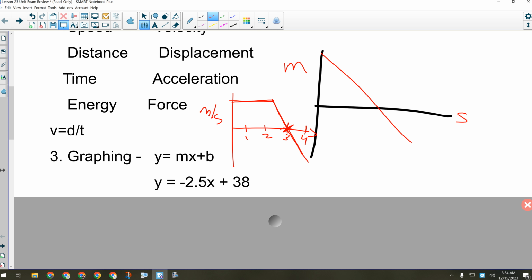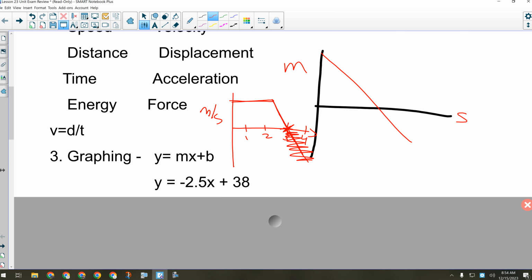Graph interpretation looks like something we need to work on over the weekend. Those are definitely the kinds of things I might ask. Or I could use this, let's say without this part, and say calculate the total distance traveled. How would you do that? Make two shapes. Right, make the two shapes, find the area under the lines, average velocity times time. Things like that.